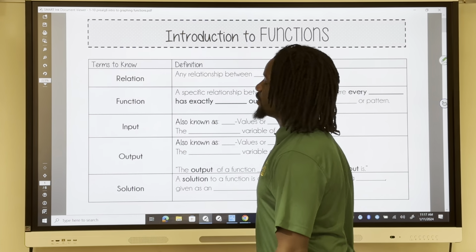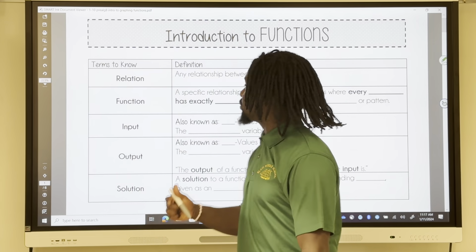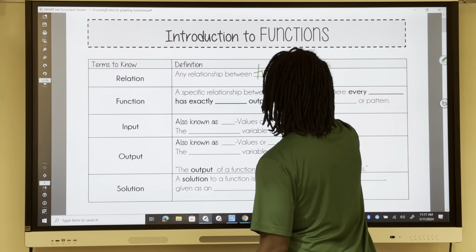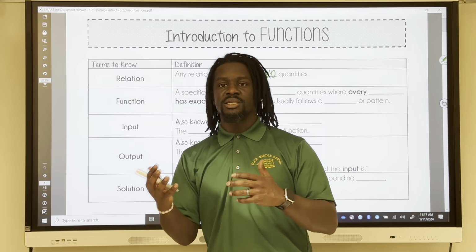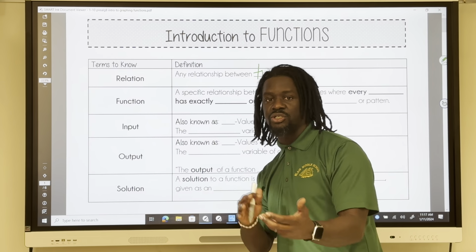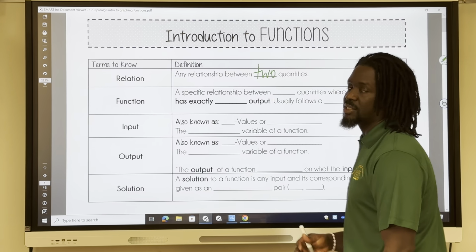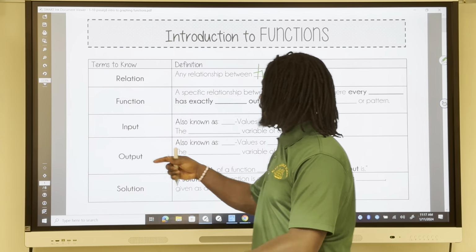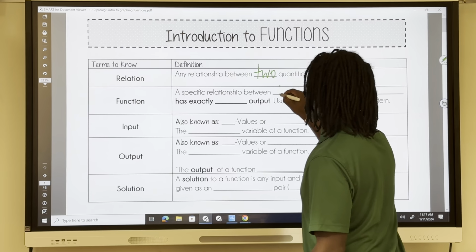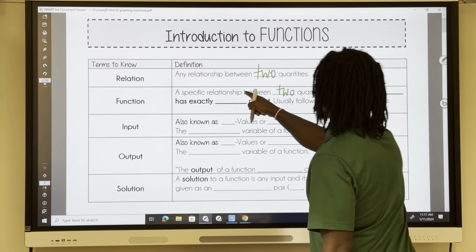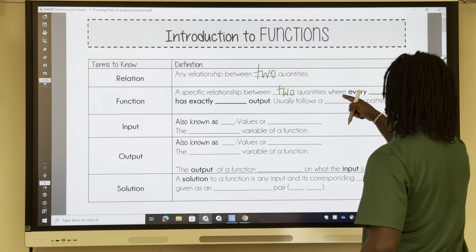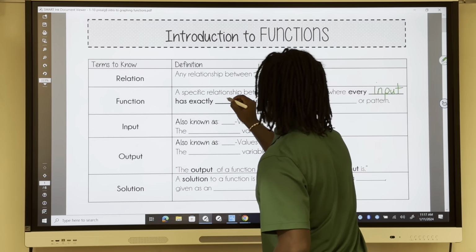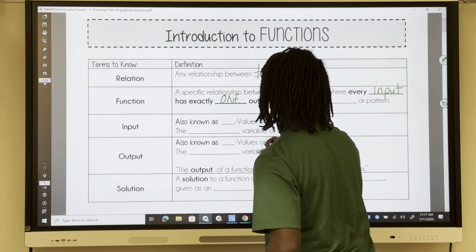Last time we talked about a relation. A relation is any relationship between two quantities. There is some connection, some relationship between these two quantities. And in order for a relation to be a function, we said that it is a specific relationship between two quantities where every input has exactly one output.